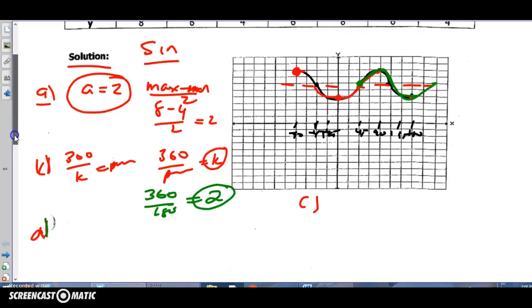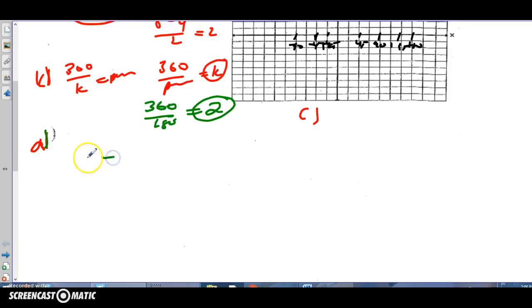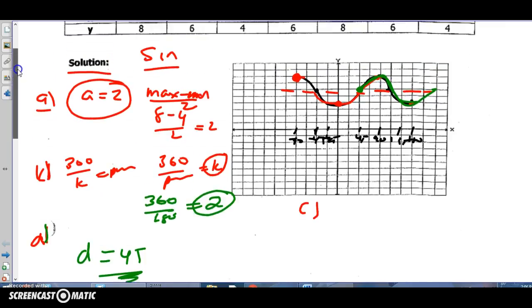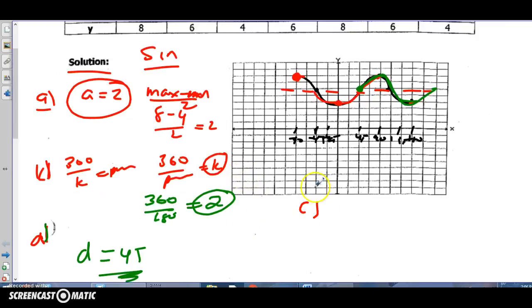Where does that happen? That happens at D equal to 45. Now, I know that you might be thinking to yourself, that's negative. It's not negative. It's positive here, but in the formula, you'll see in a second, it'll then change to negative in the formula. The last thing is C, and that is the vertical translation.